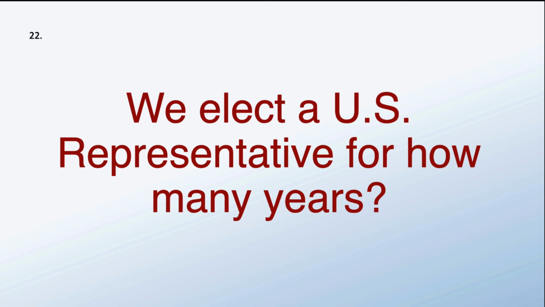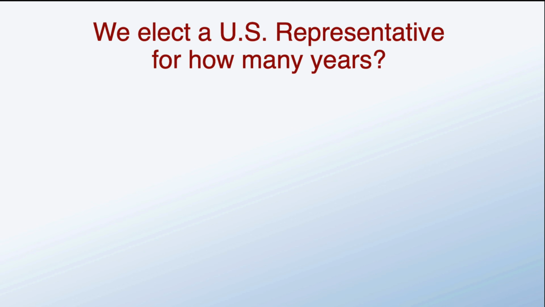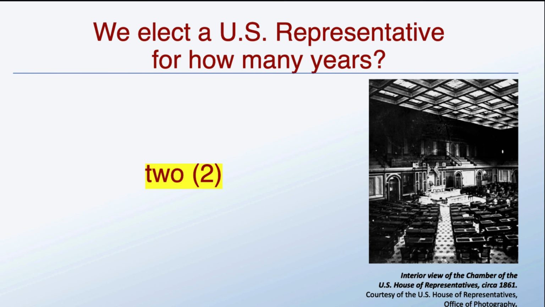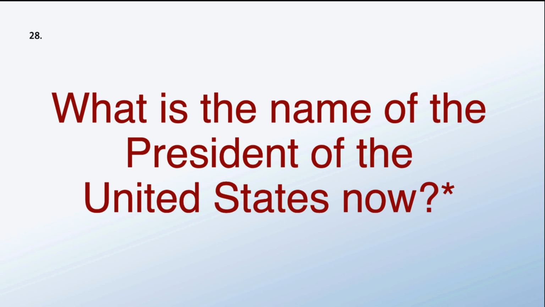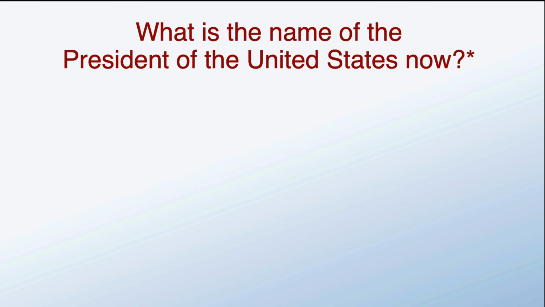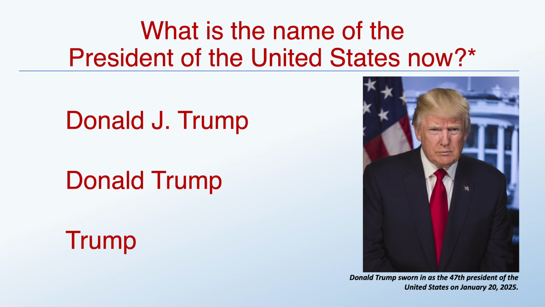We elect a U.S. representative for how many years? 2 years for a U.S. representative. What is the name of the President of the United States now? The answer is Donald Trump.